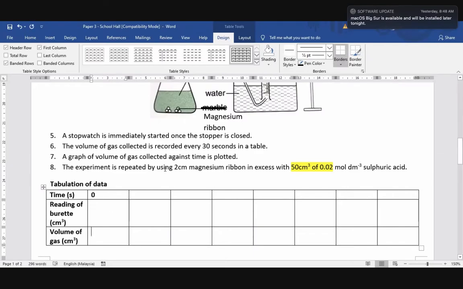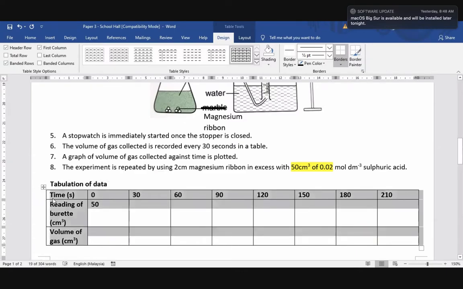This part, the reading, you don't have to put for sure for the first one, the 50. Then this one, I say every 30 seconds. This one you can put if you want: 60, 90, 120, 150, 180, 210. That's it. Okay, something like this.